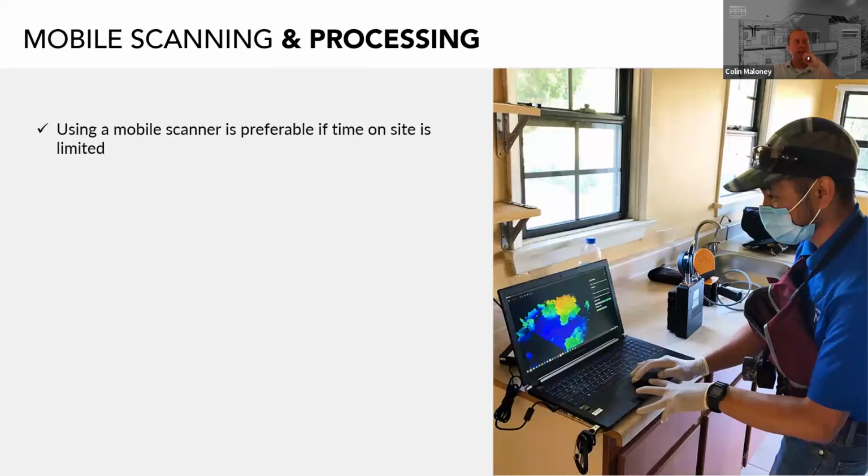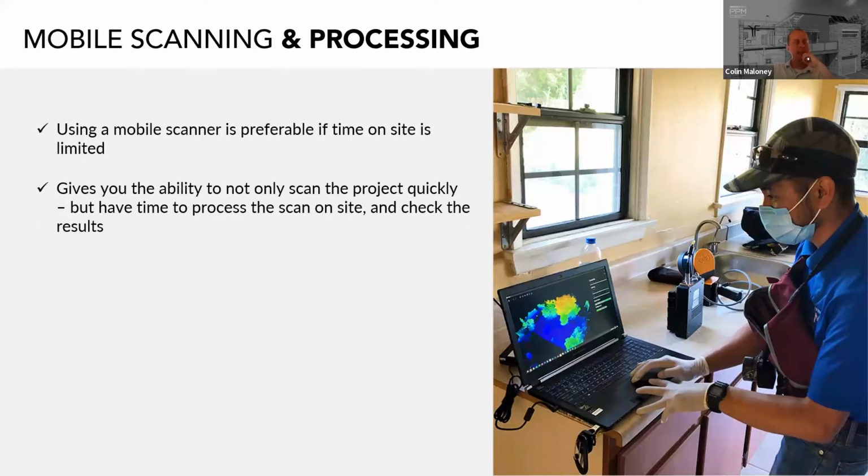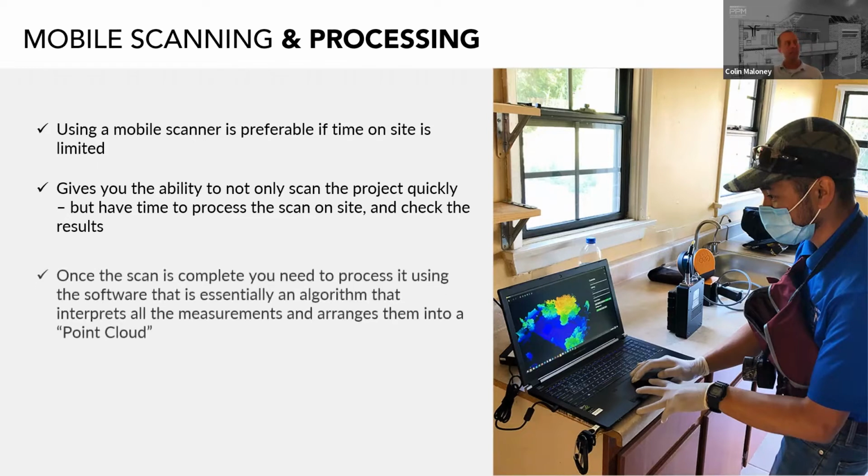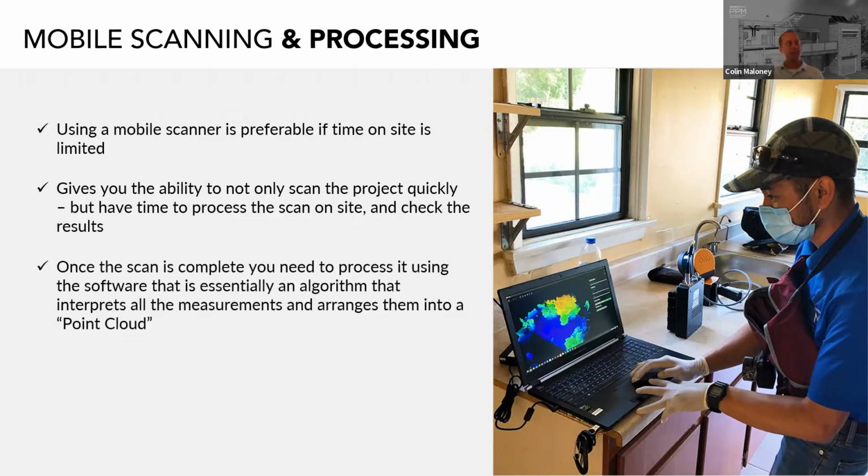Using a mobile scanner is preferable if time on site is limited. It gives you the ability not only to scan the project quickly, but to have time to process the scan on site and check the results. Once the scan is complete, you need to process it using the software that is essentially an algorithm that interprets all the measurements and arranges them into the point cloud.